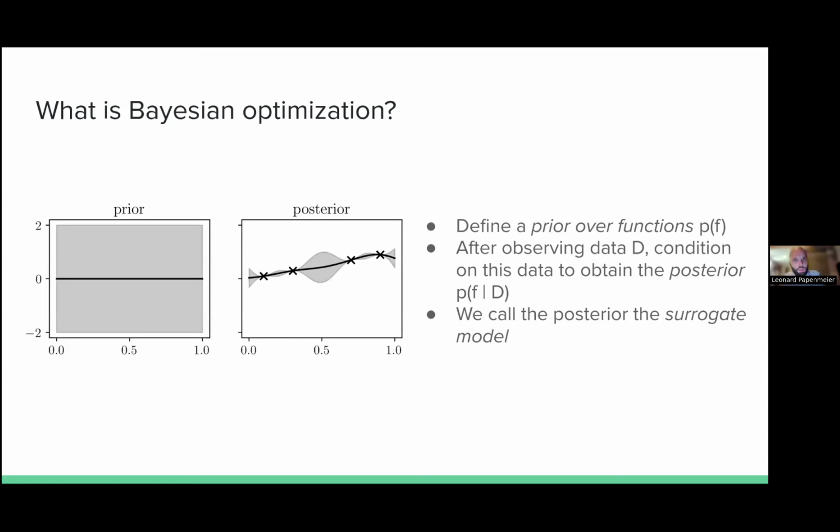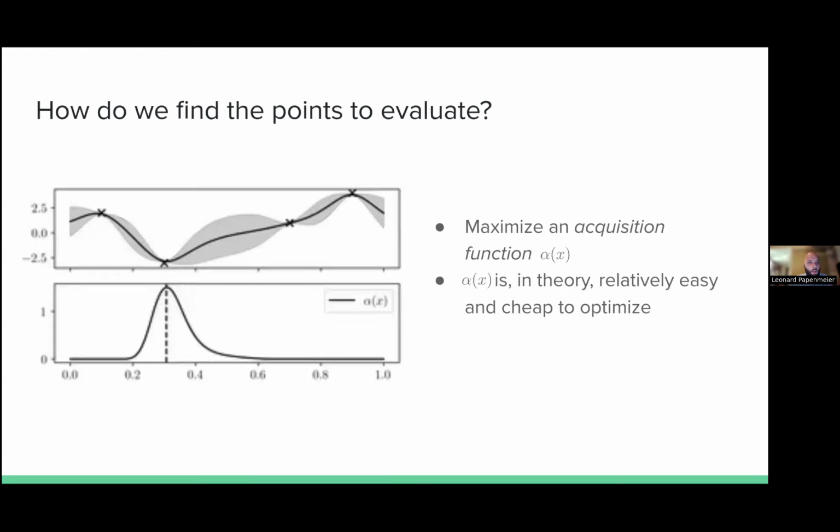The idea of Bayesian optimization is to place a prior over functions. Such a prior is shown on the left. It's pretty flat. But once you make some observations, you can update your belief, and that gives you the posterior. We generally call the posterior the surrogate model of f. That's only one part of Bayesian optimization because so far we don't know how to select points to evaluate. And in order to optimize f, we need to find the optimal point, right?